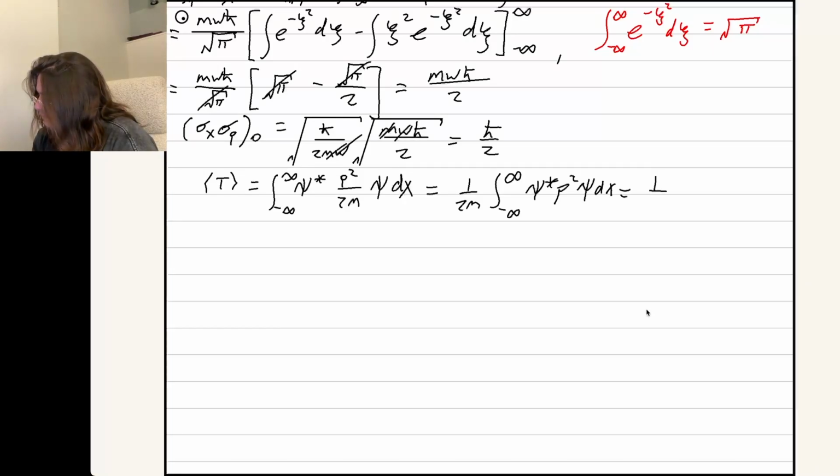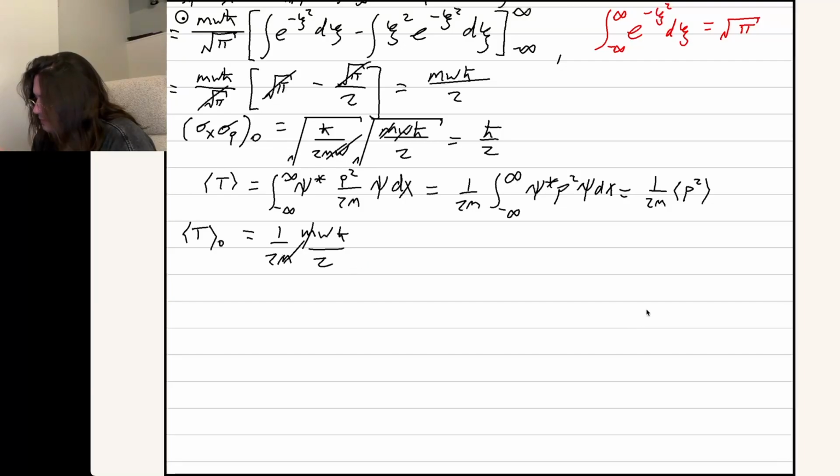So it's just 1 over 2m times whatever you got for the expectation value of p squared. So we have that the expectation value of kinetic energy for the ground state will be 1 over 2m times m omega h bar over 2, and this m cancels out this m, and we get h bar omega over 4.